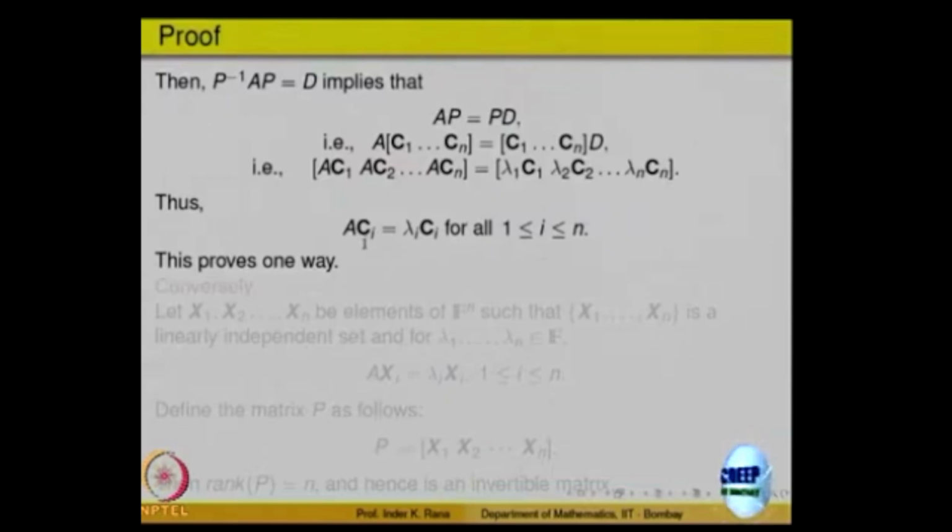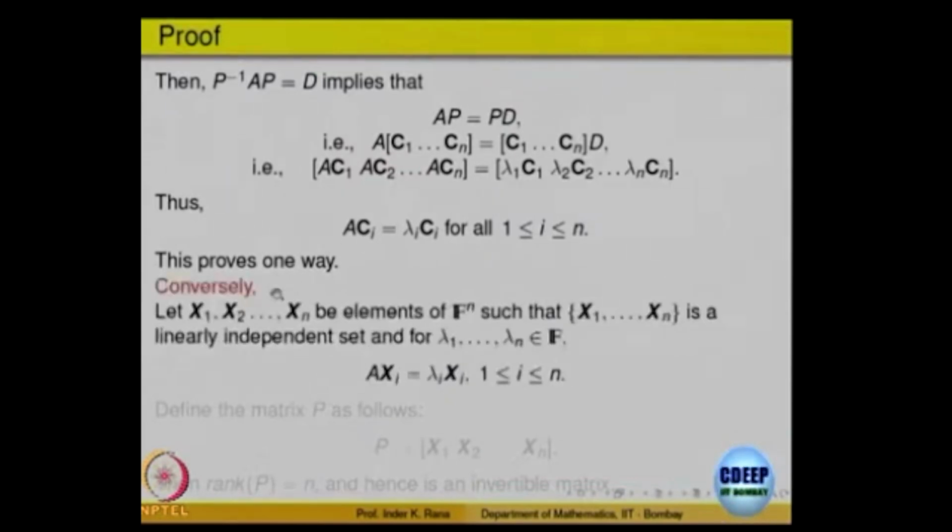So one way is done. Conversely, let us suppose that we have vectors x1, x2, ..., xn that form a linearly independent set, and the lambda i's are the corresponding eigenvalues. So Axi is equal to lambda i xi. That is given to us, the property. What we want to show is that there is a matrix P such that P inverse AP is diagonal.